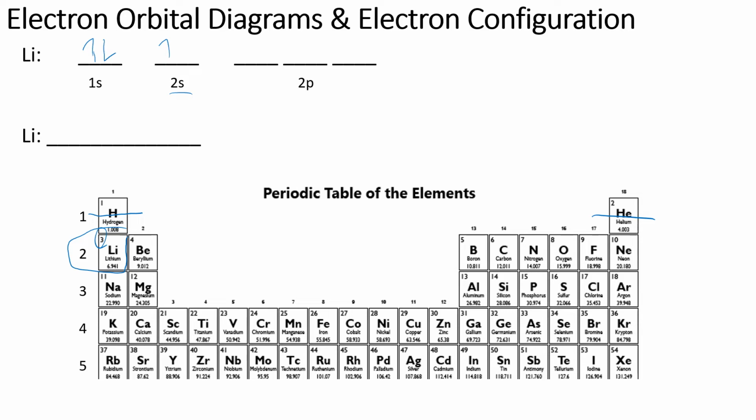So the way we'd write this is 1s2, 2s1, because there's 1 electron in that. Our exponents, 2 and 1, add up to 3, which is our number of electrons on lithium.